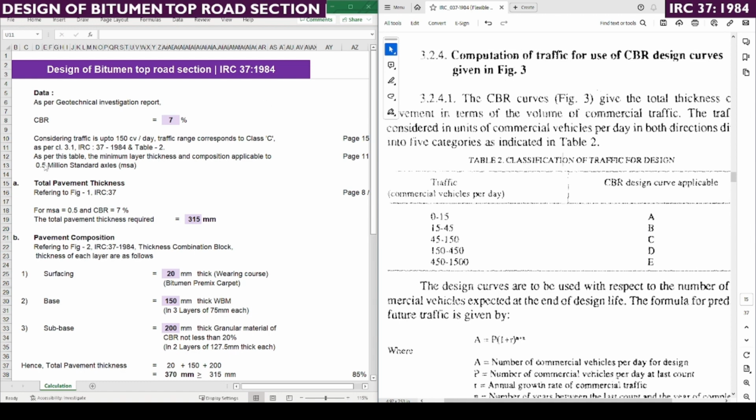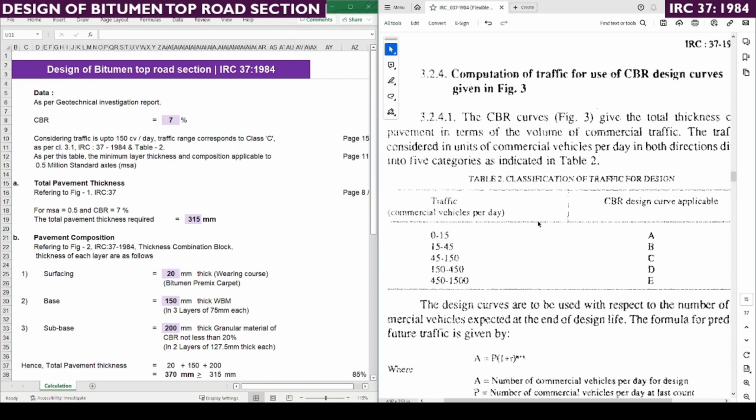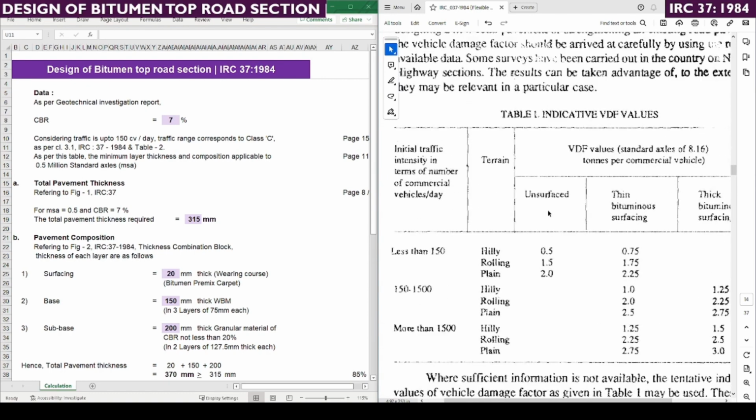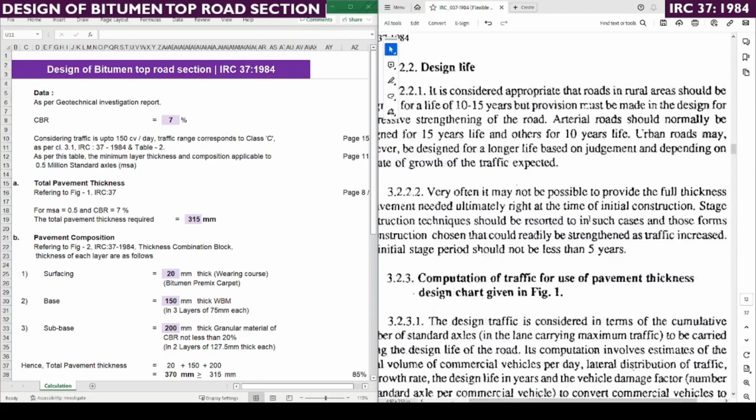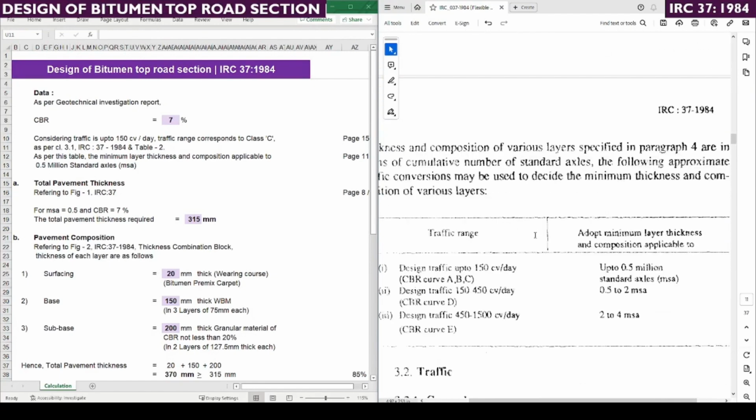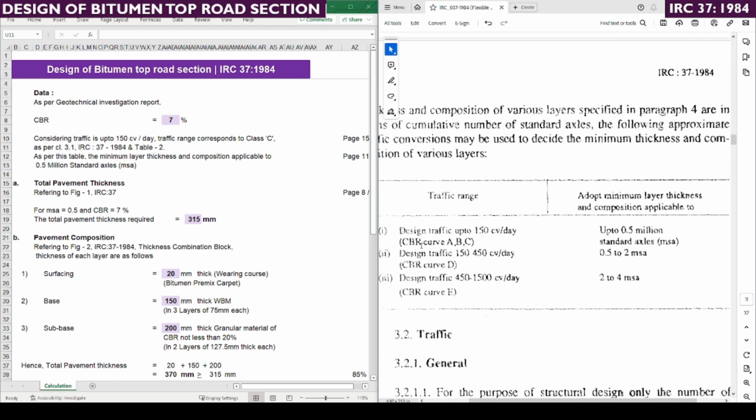Also we need to find out the standard axles value. For that, page number 11 is to be referred. Here you can see a table. For design traffic of 150 commercial vehicles per day, graph ABC we need to refer, up to 0.5 million standard axles. So we are assuming 0.5 million standard axles is our technical requirement to find the pavement thickness.